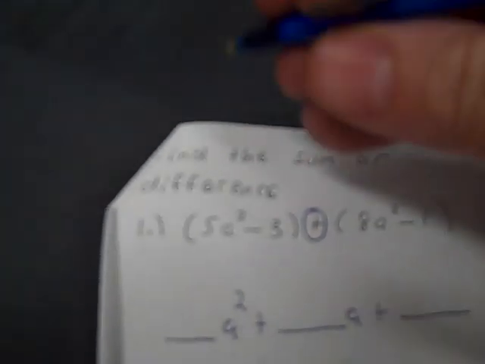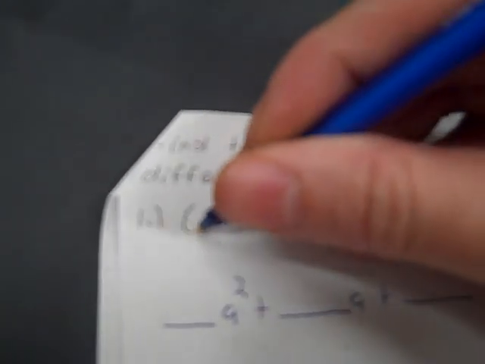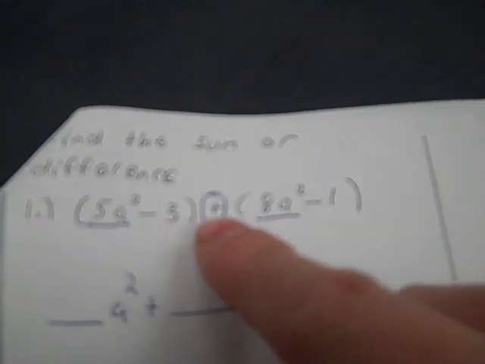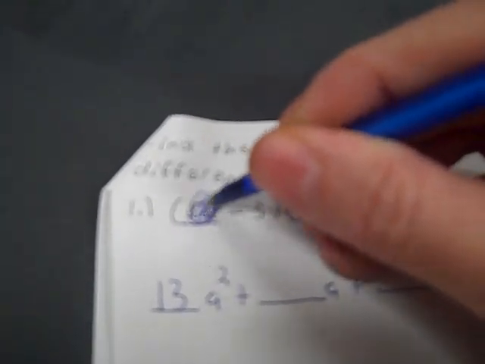All right, now, for the a to the second, you go look at your a. You have an a to the second here. And then go look in your other polynomial. You have a to the second here. So we're going to take 5 plus 8. 5 plus 8 is 13. Okay, and after those have been added, we want to cross those out.